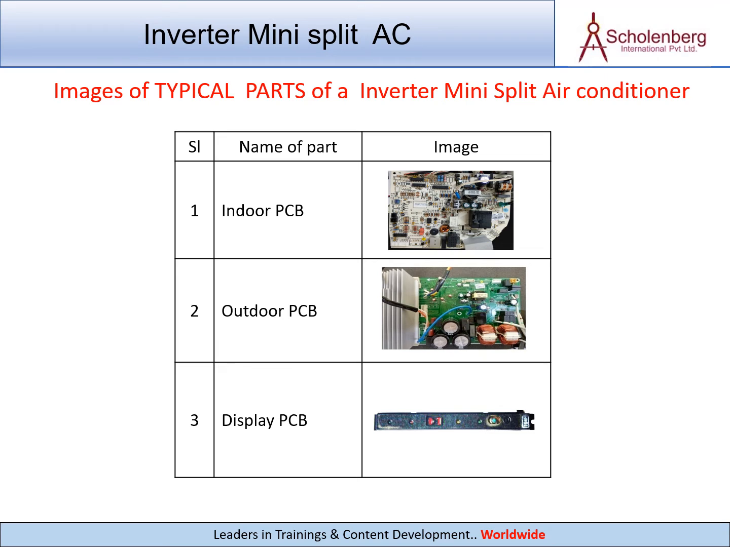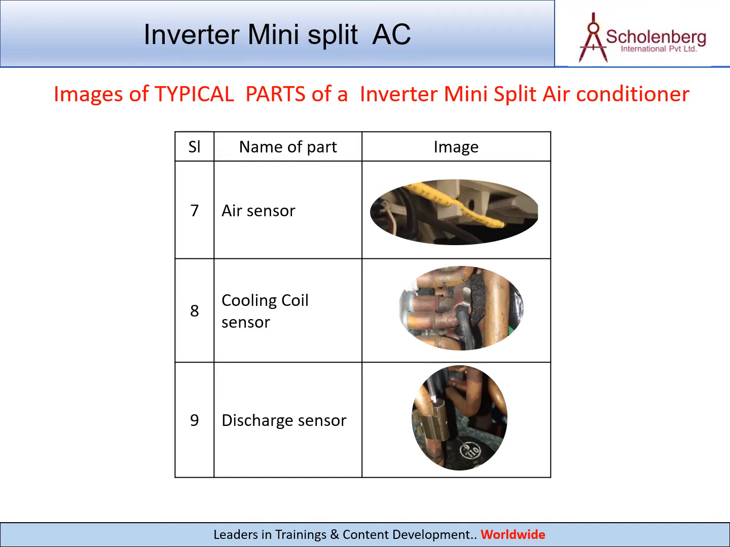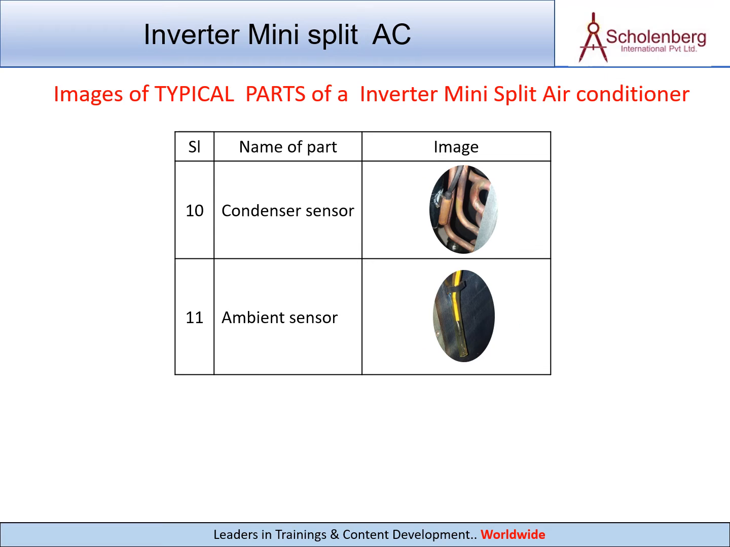Images of typical parts of an inverter mini split air conditioner. Serial. Name of part. Image. 1. Indoor unit PCB. 2. Outdoor unit PCB. 3. Display PCB. 4. Reactor. 5. OLP. 6. Four-way reversing valve. 7. Air sensor. 8. Cooling coil sensor. 9. Discharge sensor. 10. Condenser sensor. 11. Ambient sensor.